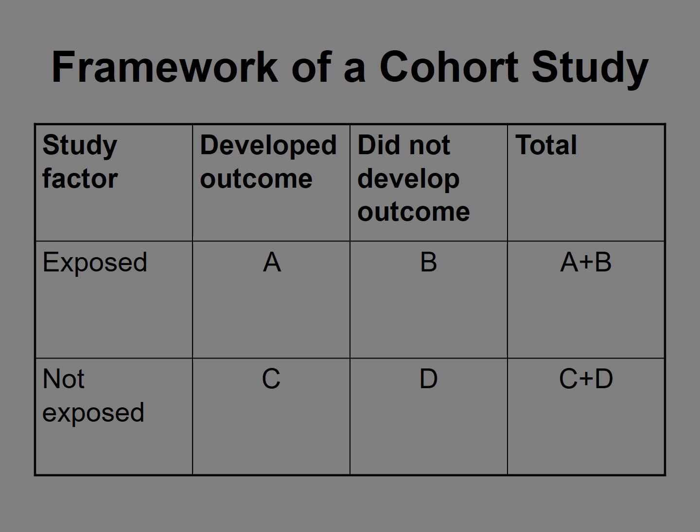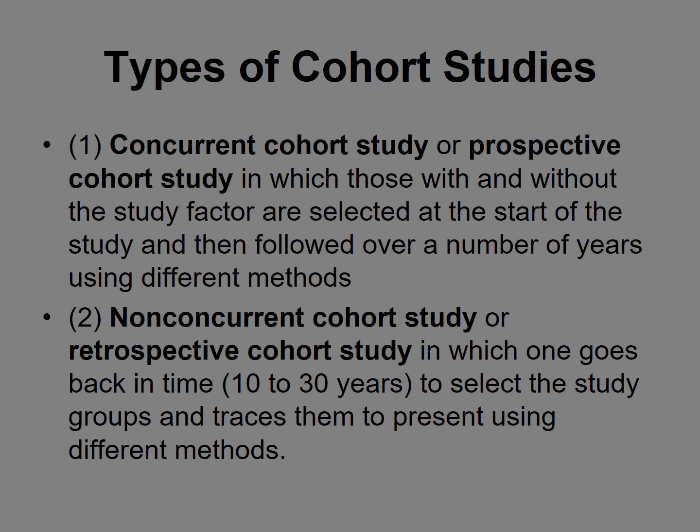And again, it sets up this really nice 2x2 table, A, B, C, D. And again, you could do a chi-square analysis to really understand: is there some influence, is there some statistical meaning in the differences between those who developed a specific outcome and those who did not, based on specific factors or exposures? So again, a cohort study looks forward in time, which is the difference from case-control, which looks back in time.